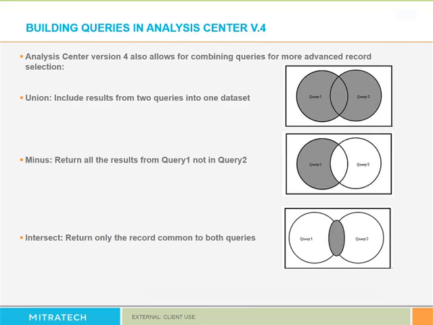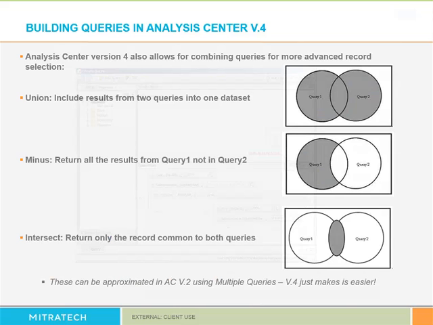The union query will take two distinct data sets and allow you to report on both of them together in one report. Minus will allow you to find all the records that show up in the first query and then don't include any of the records that are part of a second query. And then lastly, intersect, which will return just the common records between two queries. It should be noted that this is also possible within the current Analysis Center version 2 that most of our clients are currently using, but it's significantly easier in version 4. I'm going to go over how to do both methods in just a moment.